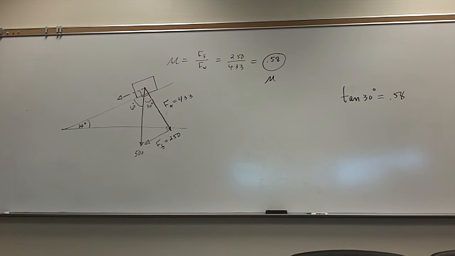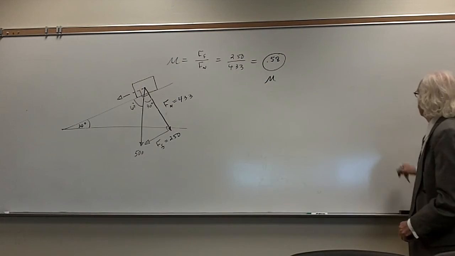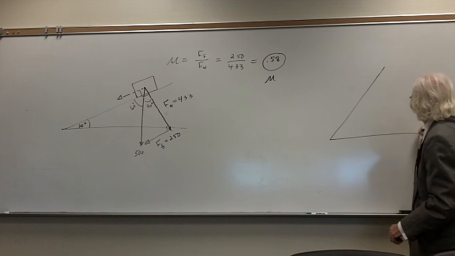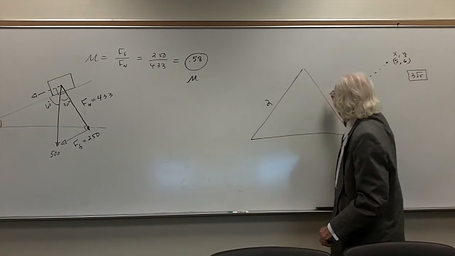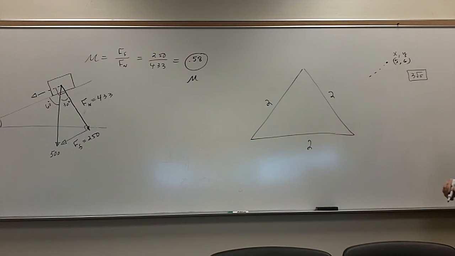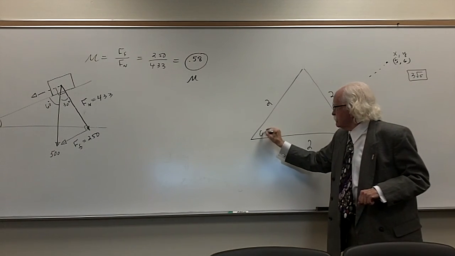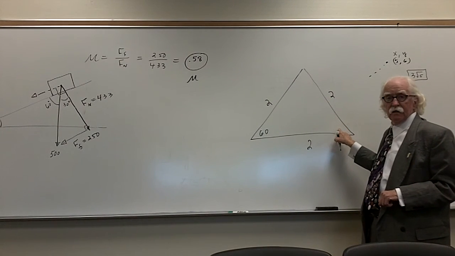Yeah. So instead of having 0.58, you could very easily check that out by doing this. You would just use x squared plus y squared. This could be 2, that's 2, and that's 2. That's an equilateral triangle, right? And you know that each of the angles is 60 degrees. That's 60 degrees, that's 60 degrees, and that's 60 degrees.